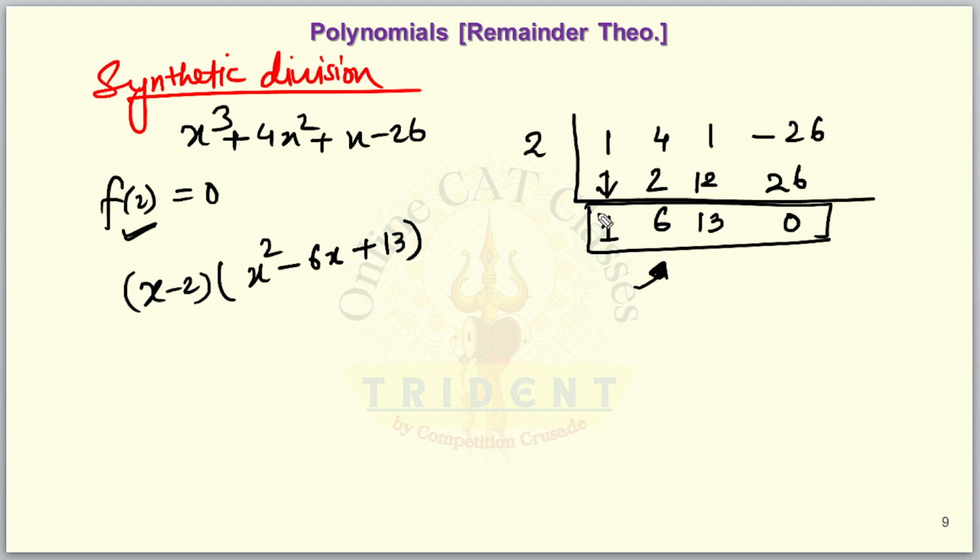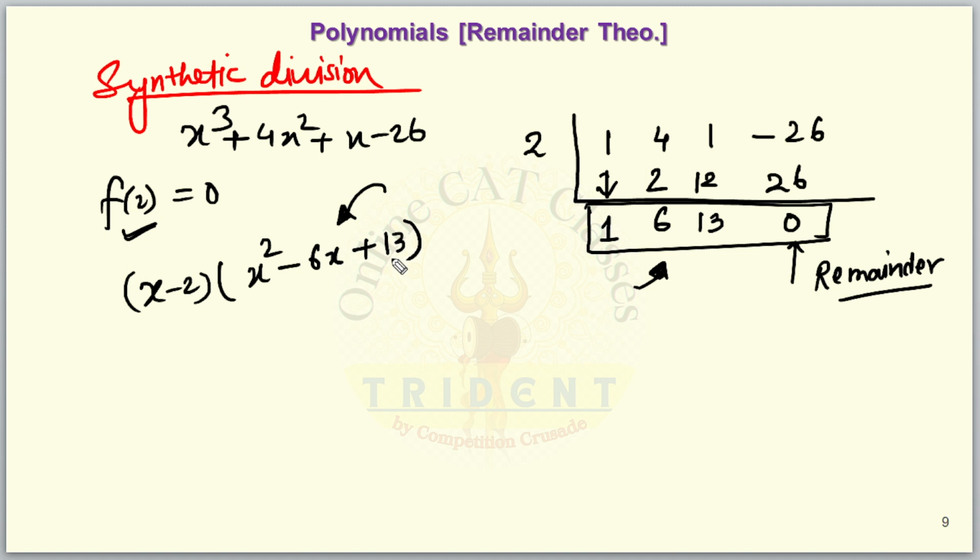This term will always represent the coefficient of x squared, this term the coefficient of x, and this term the constant term. You have to remember the last term is the remainder, and that's why we call it the remainder theorem for synthetic division. If the remainder is 0, then you know for a fact that this expression is a factor of the cubic that was given to us.